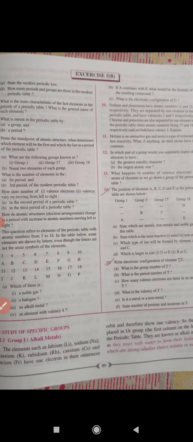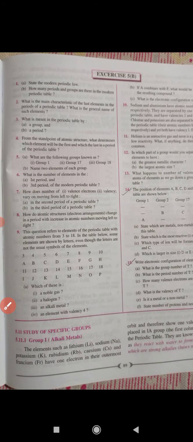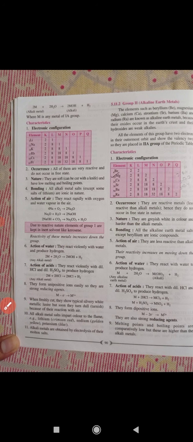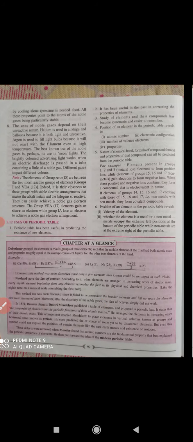In the next video I will explain the study of specific groups. That is also the same type. You have already learned the study of specific groups. If you read, you can understand. See, students, the same occurrence, nature, bonding, their action of acids, the same thing has been given, and their electronic configuration has been given. There is nothing to understand. Only read and memorize, nothing else. So that much. In the next video I will provide this. Thank you.